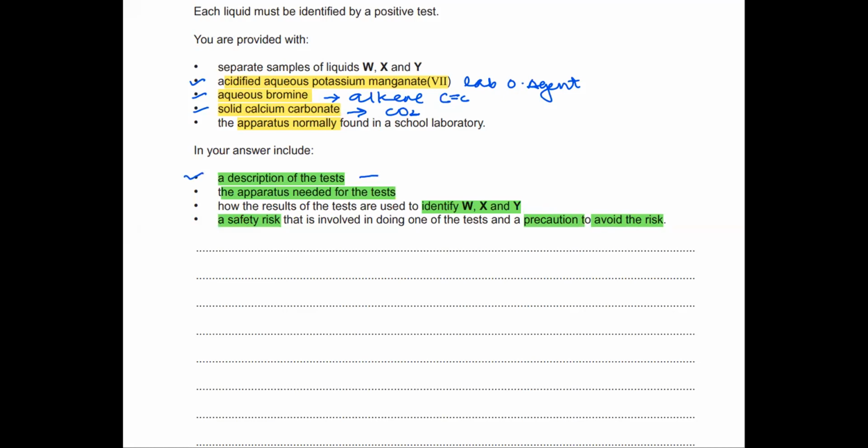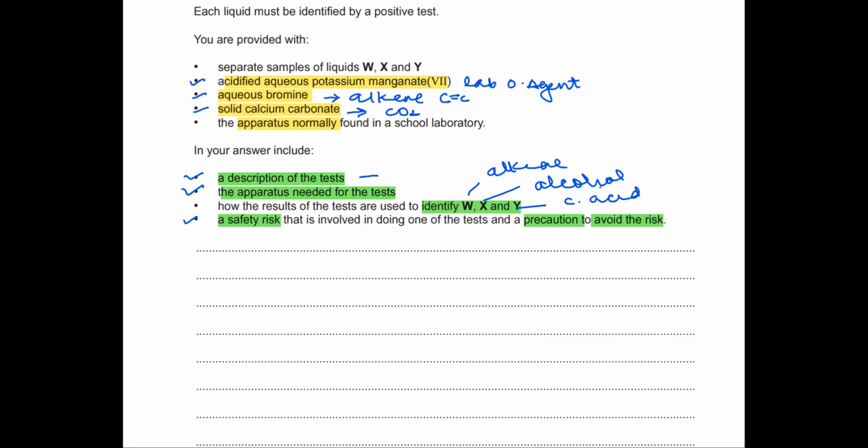Now, the apparatus also I have mentioned while specifying the test: I'm going to take 3 test tubes and put the samples of W, X and Y in the 3 test tubes, right? In order to have a fair test, have the same amount of all the 3 chemicals, W, X, and Y, so that you can add that to the test. Apart from that, now comes the last part, the safety risk. We already know that W is an alkene, X was our alcohol, and Y was confirmed as a carboxylic acid.